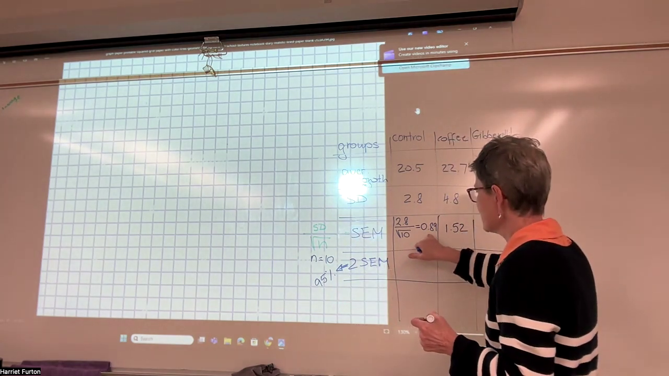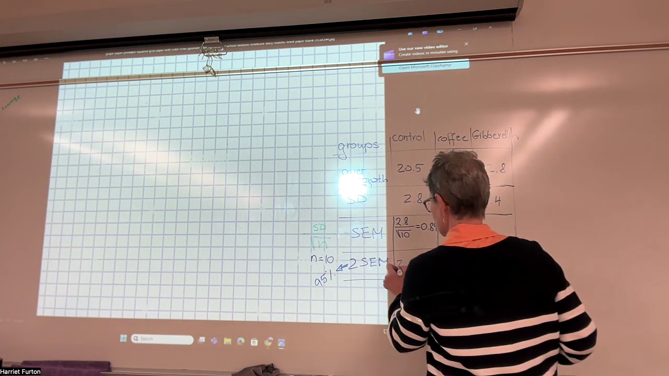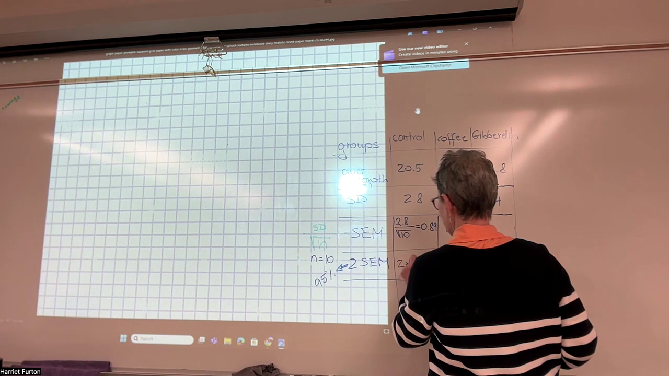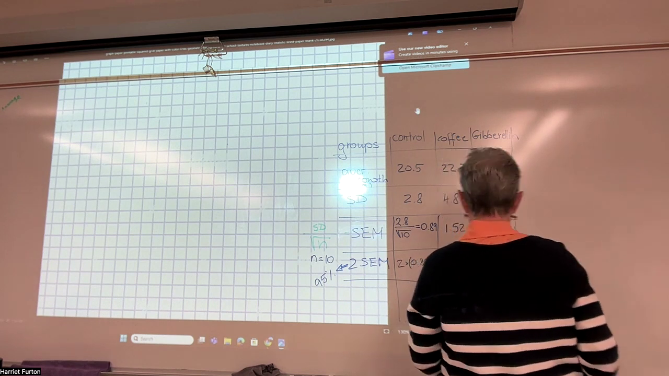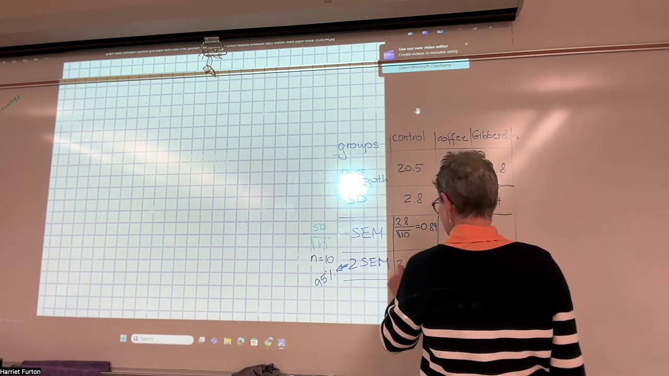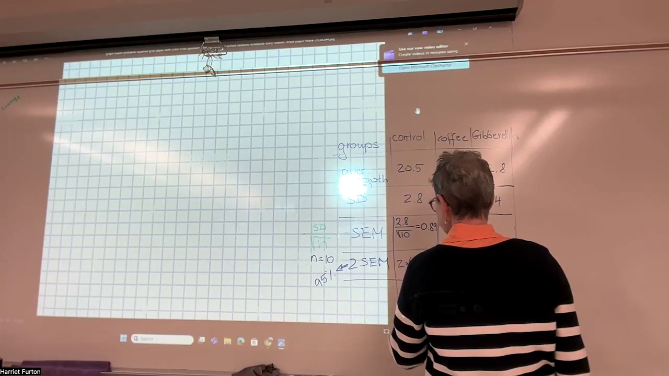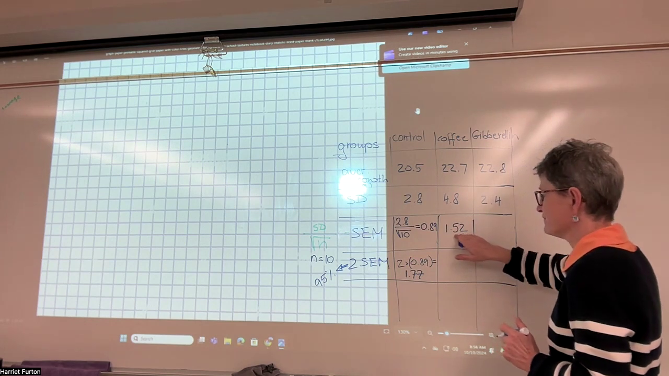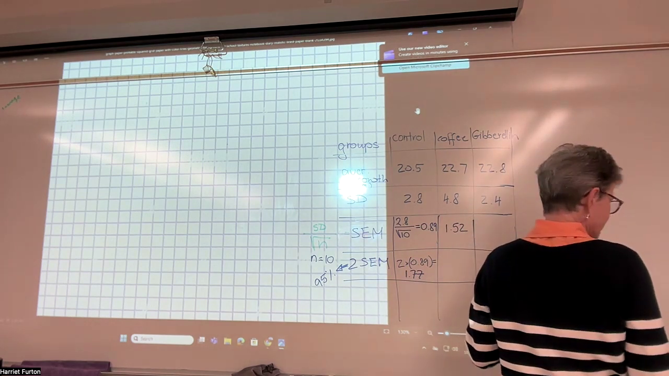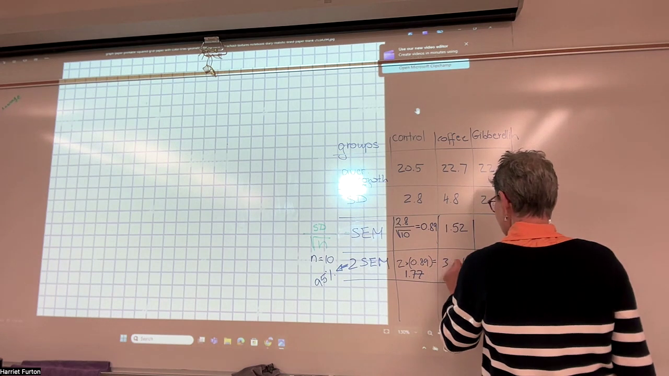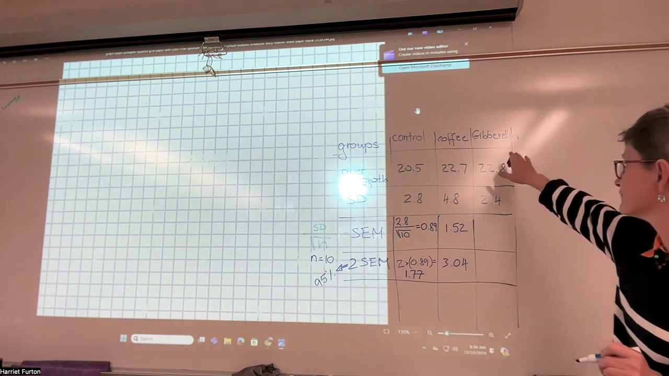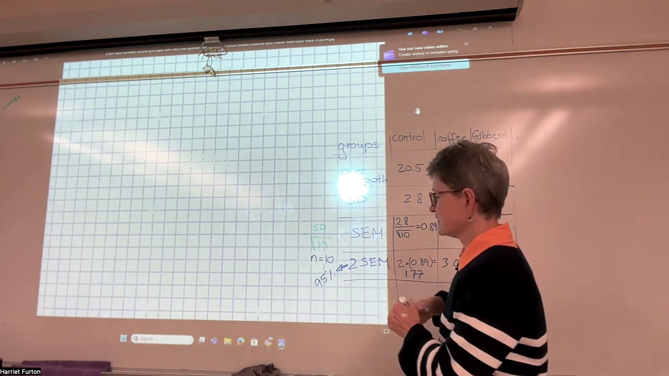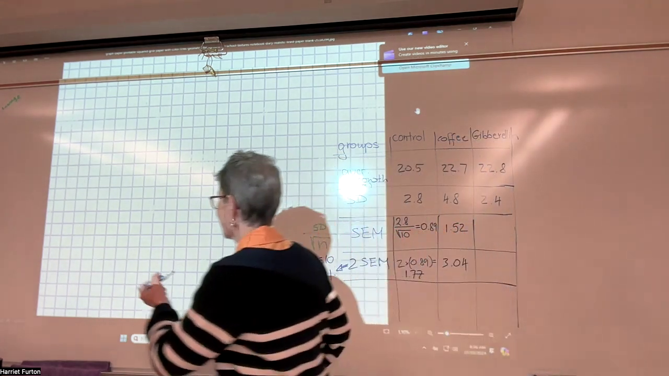So what we do is we take the standard error of the mean, this value 0.89, and we multiply it by 2, and we will get 1.77 for that. For the coffee, if we multiply that number by 2, we will get 3.04. We will figure out the gibberellin one on our own.